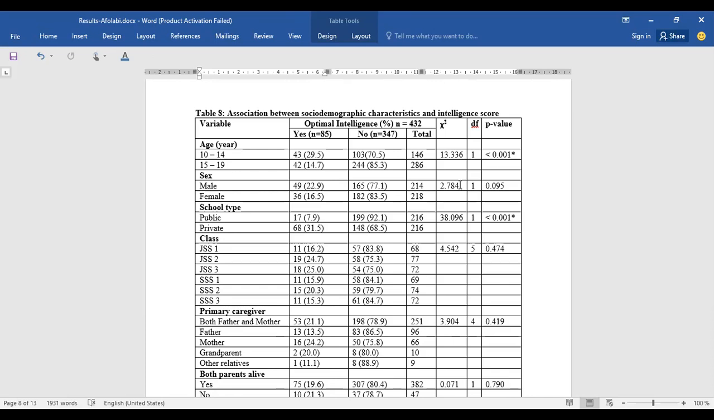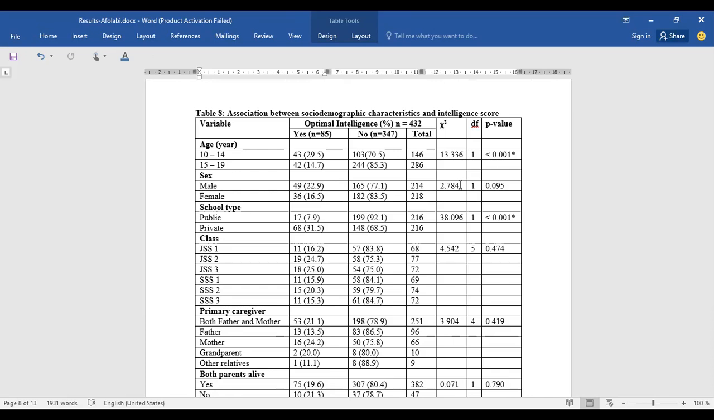If you look at the age also, the intelligence is higher with age group 10 to 14. So when we're using the logistic regression, we now use age group 15 to 19 as the reference. So we try to see how many times the age group 10 to 14 are more likely to have optimal intelligence than age group 15 to 19.